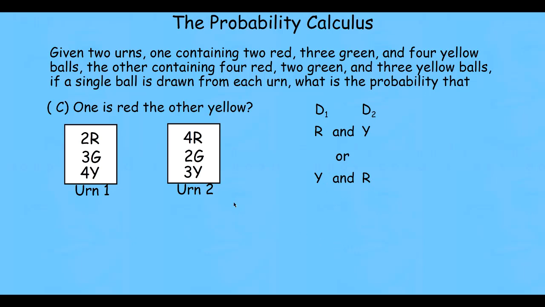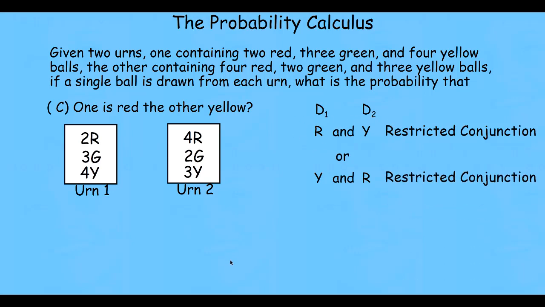So I know now I've got to use the restricted conjunction rule. That'll give me the probability of this first conjunction. And I'm going to have to use the restricted conjunction rule to get the probability of this conjunction. The problem says this one or this one. So I'm going to have to use disjunction. Since only one of these can be the outcome of those two draws, I know that they are exclusive, so I can use the restricted disjunction rule as my final rule.